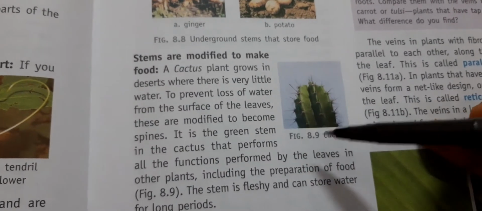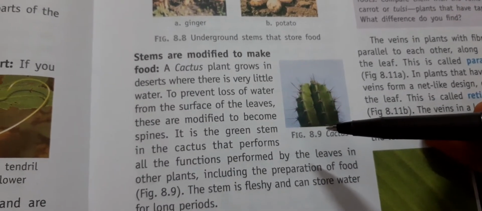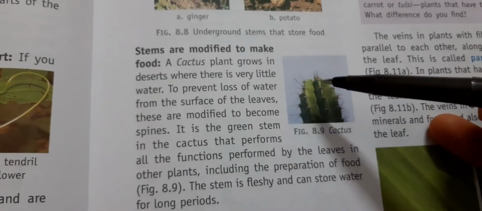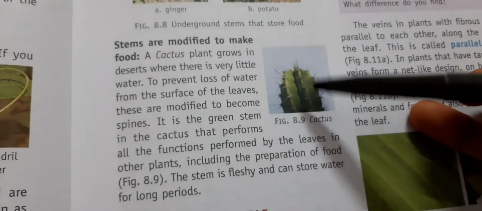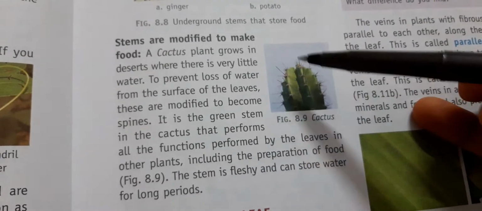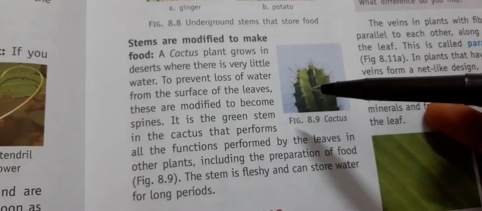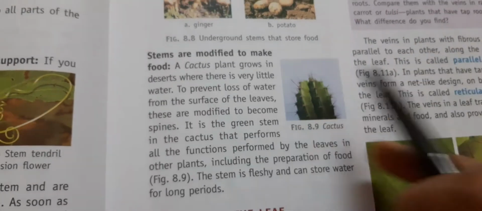And then what happens? Who will do the function of photosynthesis? This green part is the stem, and this stem acts like the leaf and starts doing the process of photosynthesis, or preparation of food.